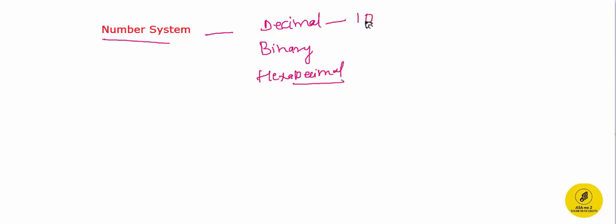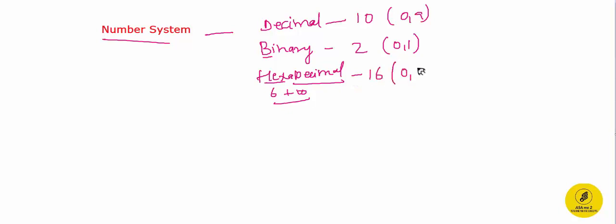There are quite a few number systems. We'll be discussing here decimal, binary, and hexadecimal. The decimal number system has a total of 10 numbers, starting from 0 to 9. Binary, bi means 2, so it has two numbers here, 0 and 1. Hexadecimal, so hexa is 6 and deci is 10. So there are a total of 16 numbers in this number system: 0 to 9, and then A to F. These numbers make hexadecimal.